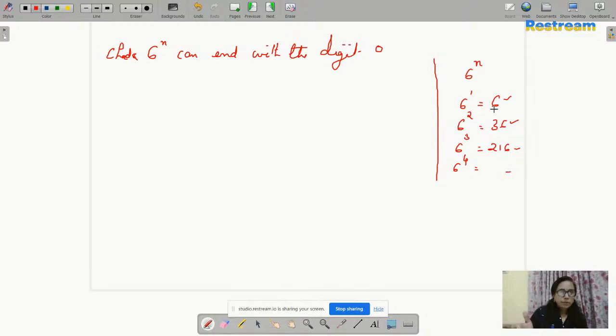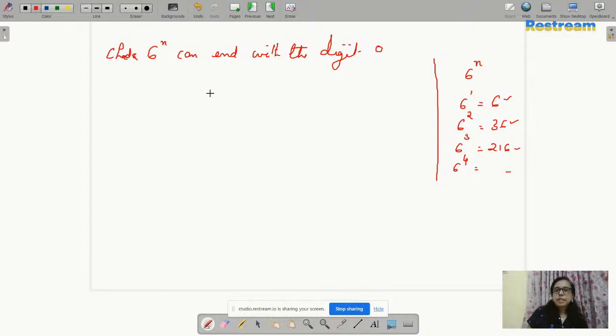Now see, can you see any digit as 0 here, any unit digit as 0? No, we cannot see. Why are we not getting 0? That is the question. What is the logic behind this? Why is no number ending with a 0?